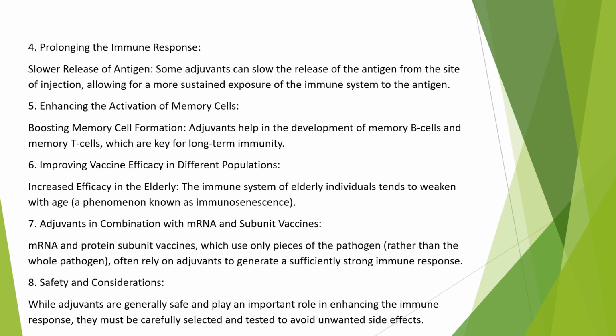Increased efficacy in the elderly. The immune system of elderly individuals tends to weaken with age. So this efficacy in different populations can help elderly people increase their efficacy. Adjuvants in combination with mRNA and subunit vaccines also help in safety and consideration. While adjuvants are generally safe and play an important role in enhancing the immune response, they must be carefully selected and tested to avoid unwanted side effects.